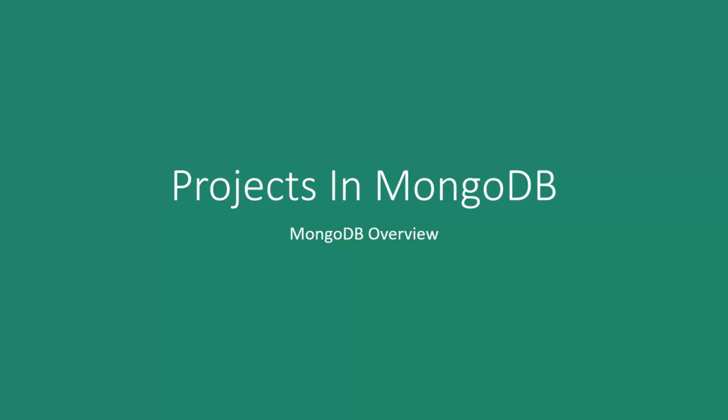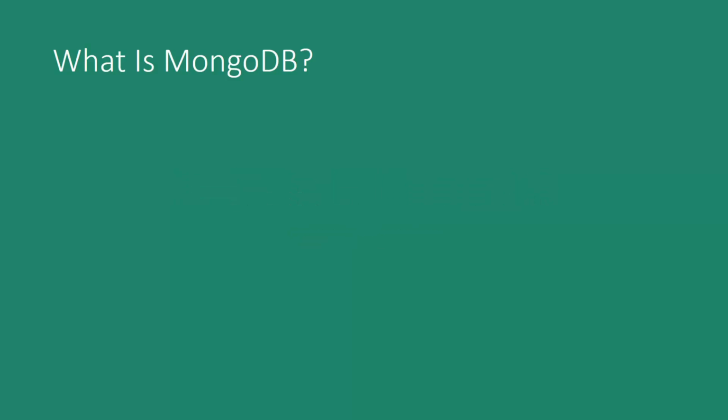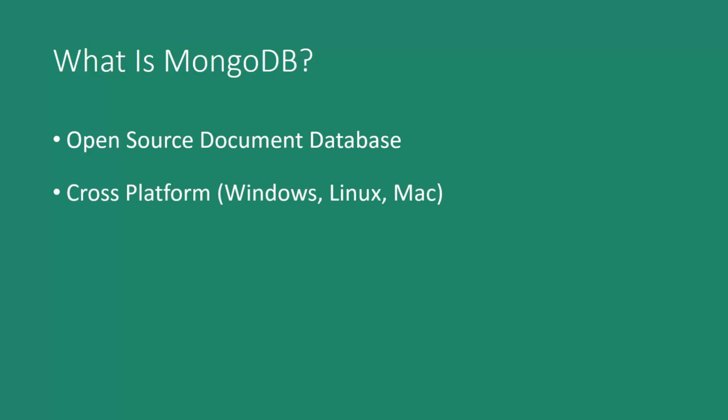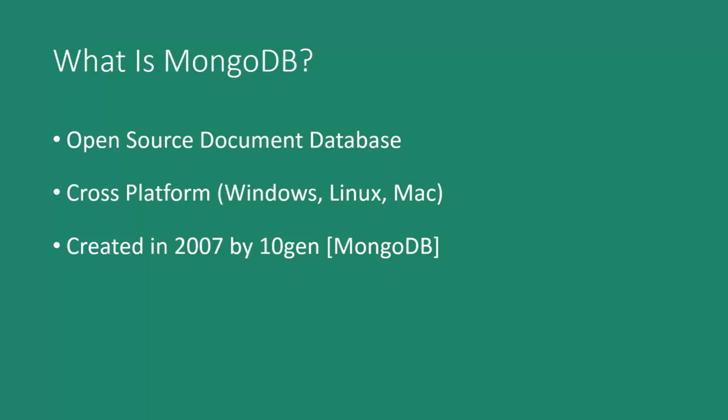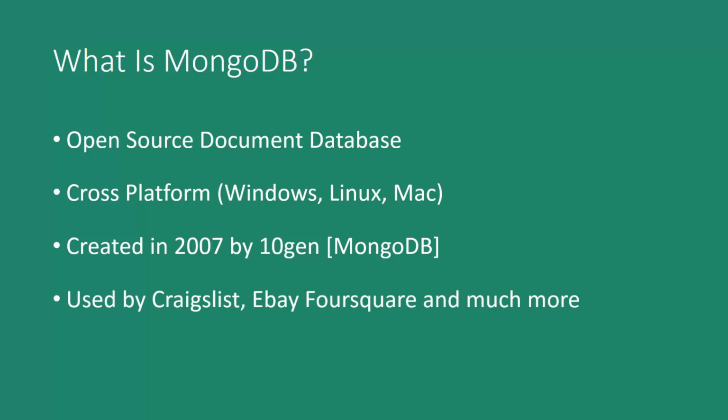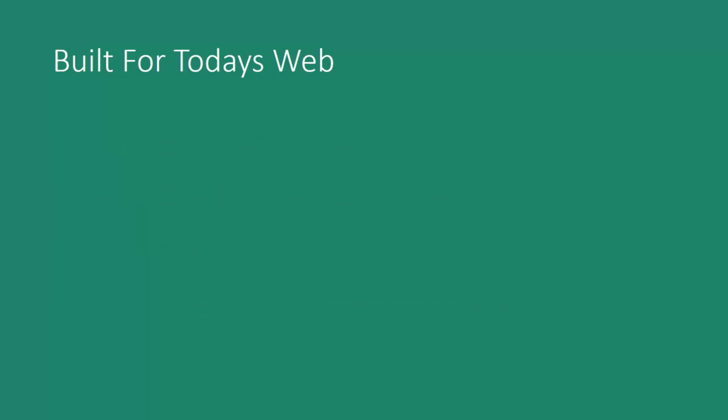So before we jump in and install MongoDB, let's take a real quick look at what it is. MongoDB is an open source document database, which is a type of NoSQL database. It's by far the most popular. It's cross-platform. It's on Windows, Linux, and Mac. MongoDB was first created back in 2007 by a company called 10gen, which is now just known as MongoDB, and it's been used on popular websites like Craigslist, eBay, Foursquare, and more.